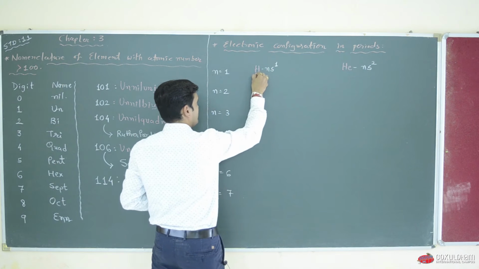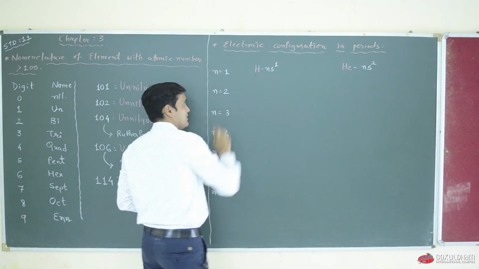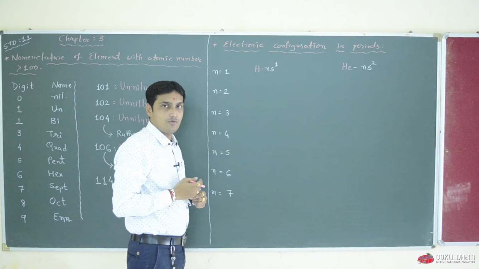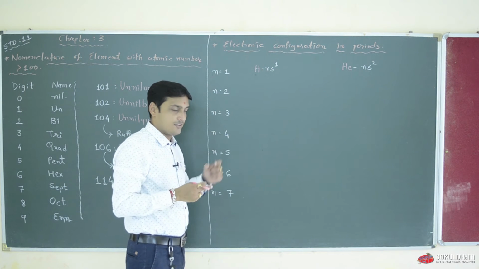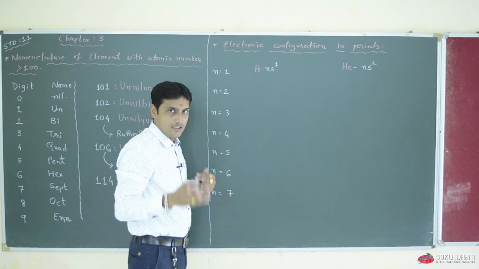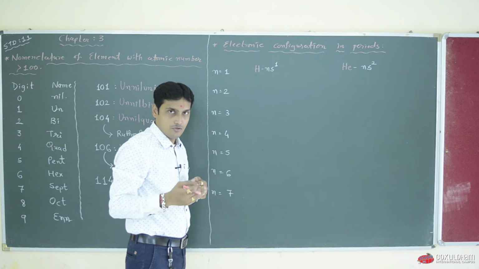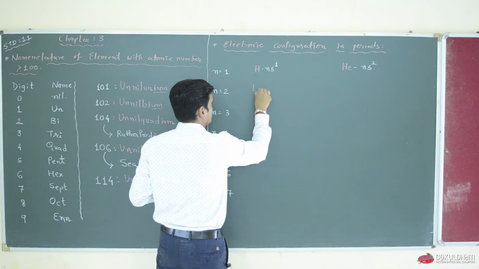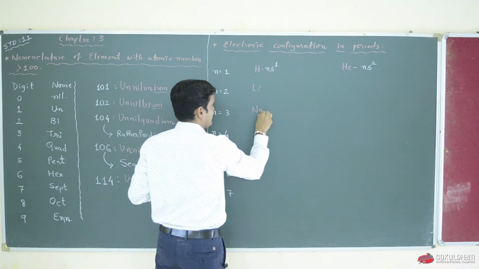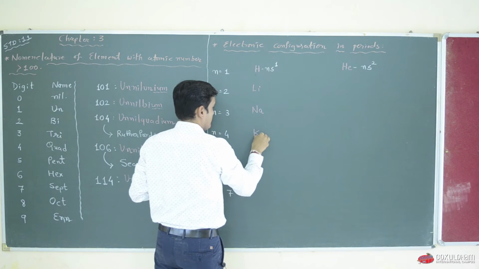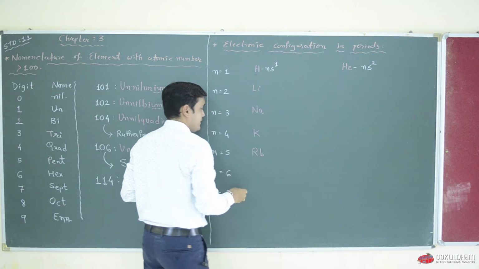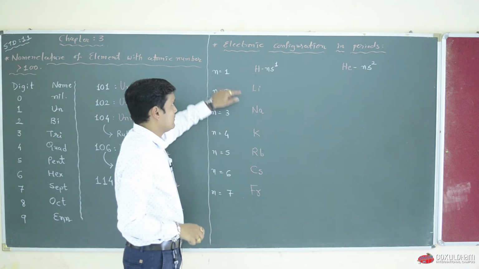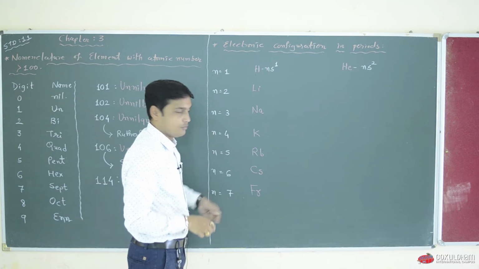Now when we go inside the second period, the principal quantum number will also increase. Principal quantum number increasing means the distance from the nucleus to the last electron will also increase. So the atomic size or atomic radius will also increase. Our second period element is lithium, then in the third period sodium, potassium, rubidium, cesium and francium. These are all our first group elements.